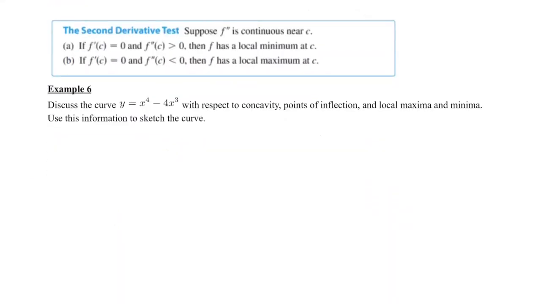Well, let's talk about the second derivative test. If f double prime is continuous near c, we say that if the derivative is equal to 0 and the concavity is positive, it's a local minimum. Whoa, let's think about that for a second. If its concavity is positive, it's a U shape. So this one is a U shape like this, and the slope is equal to 0 at that point. It's definitely a local minimum.